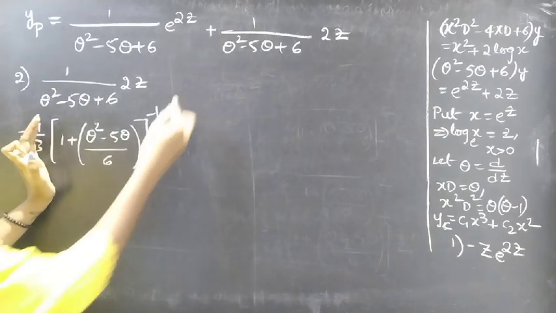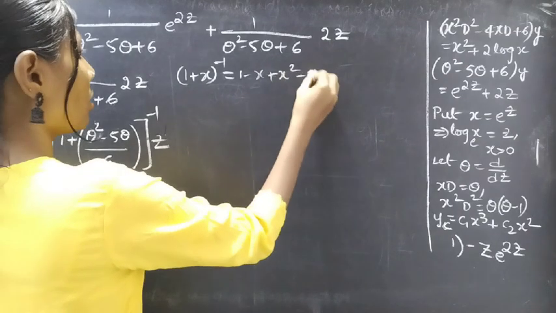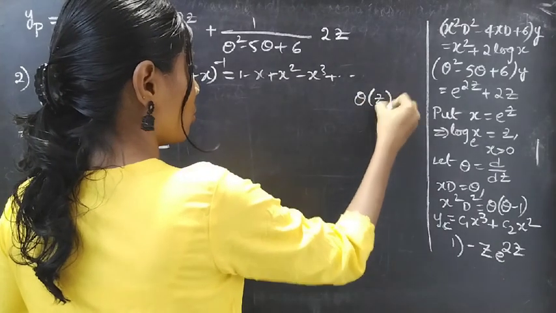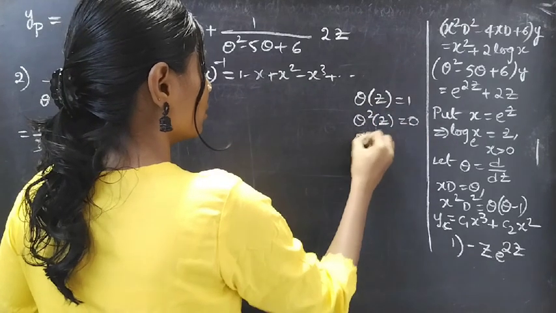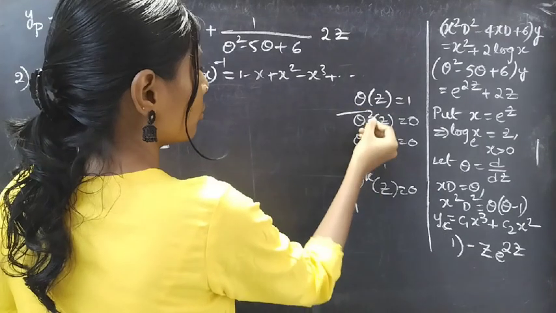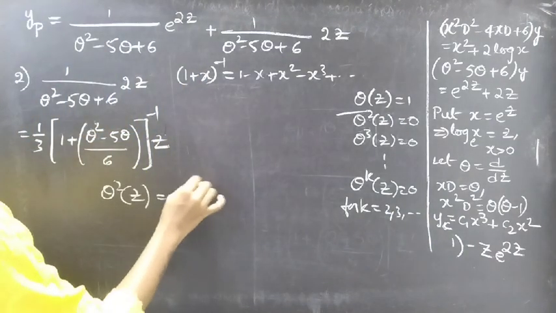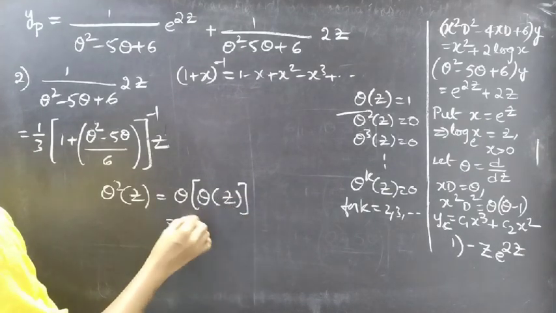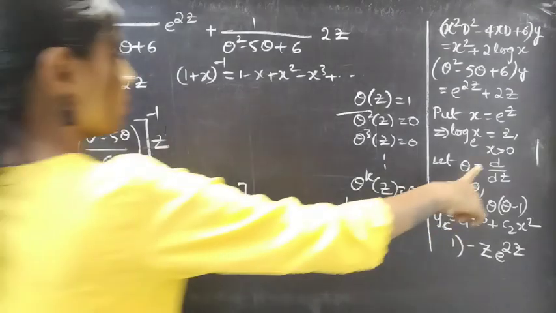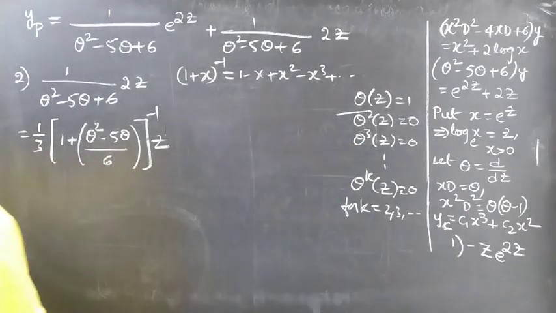Now we can expand this using the binomial series expansion formula for 1 plus x whole inverse, 1 minus x plus x square minus x cube plus so on. Before applying this formula, we find the derivatives of z. Theta of z is 1, theta square of z is 0, theta cube of z is 0, and so on. In general, theta power k of z is 0 for k equal to 2, 3 and so on, right? Or let's find theta square of z. We can write theta square of z as theta of theta of z. We have derivative of z with respect to z is 1 and derivative of a constant with respect to z is 0, right? Because here theta is d by dz. Okay, fine. Likewise, we'll get theta cube of z and so on are 0.